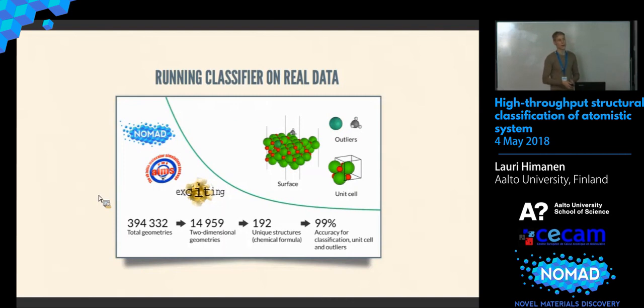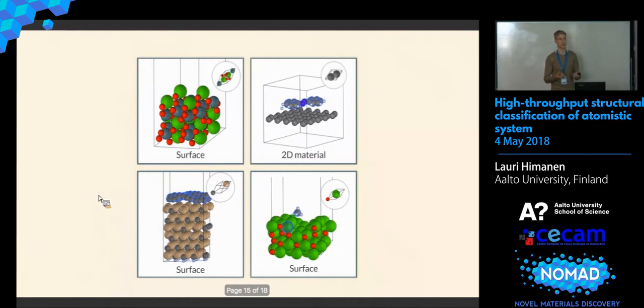And now, in order to determine how good our classifier was, we actually need to do a visual inspection of the different systems. And we cannot go about visually inspecting these 15,000 candidates. So we narrowed these down to roughly 200 unique structures based on their chemical formula.